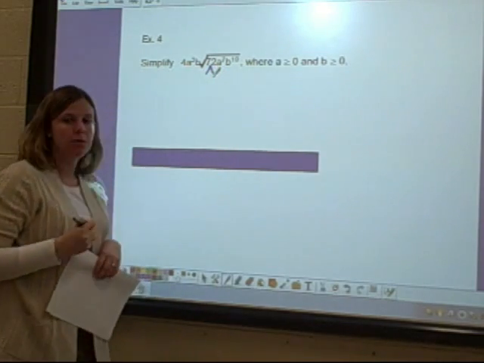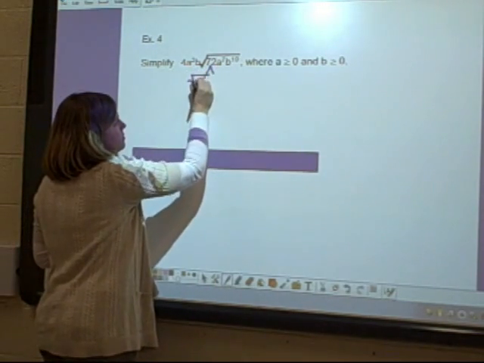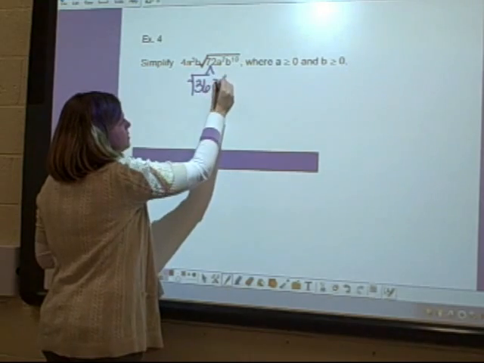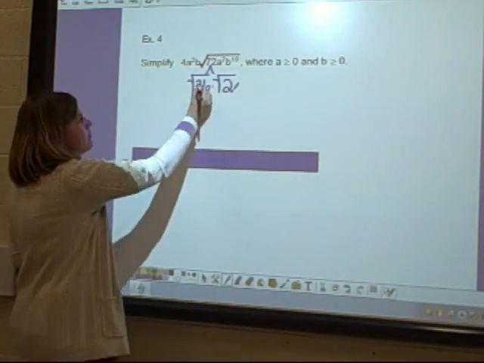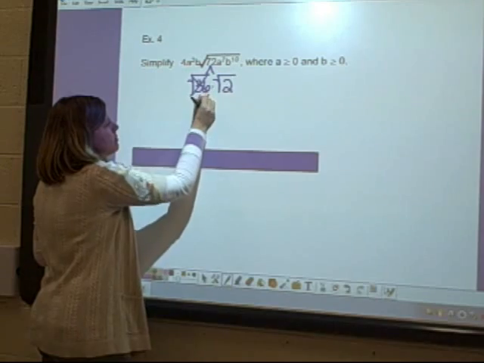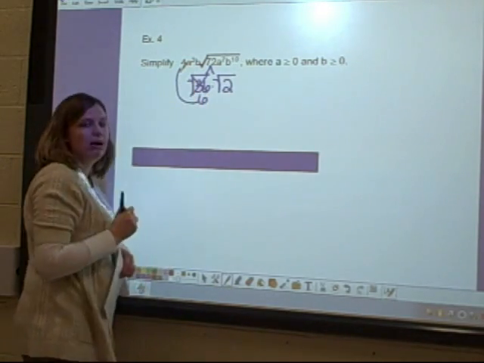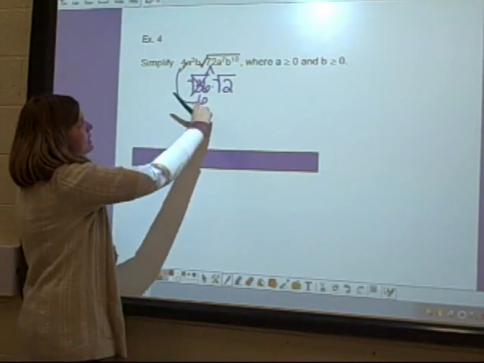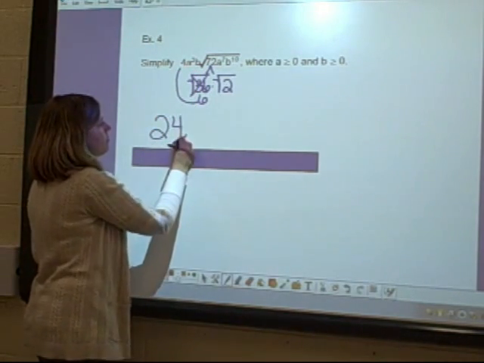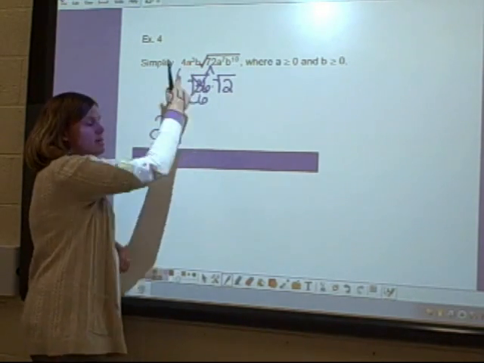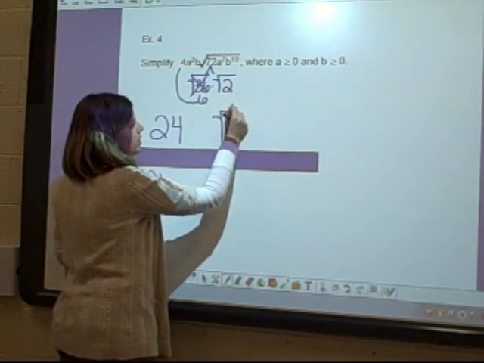And the biggest perfect square that goes into 72 is 36. So it's the square root of 36 times the square root of 2. The square root of 36 is 6. But remember, you have to multiply that by what's on the outside. So I'm going to take 6 times 4, which is 24. I'm going to leave quite a bit of space because I have 2 variables. And root 2 can be brought down.